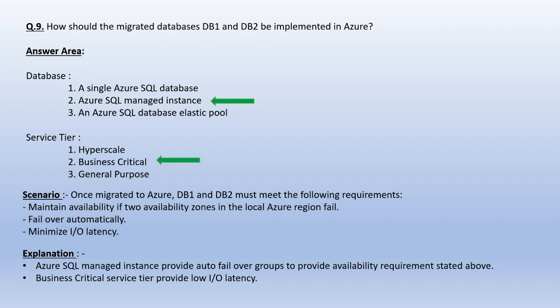Here's the explanation. Azure SQL managed instance provides auto-failover groups to meet the availability requirements stated above, and the business critical service tier provides low IOPS latency. So these are the correct answers.